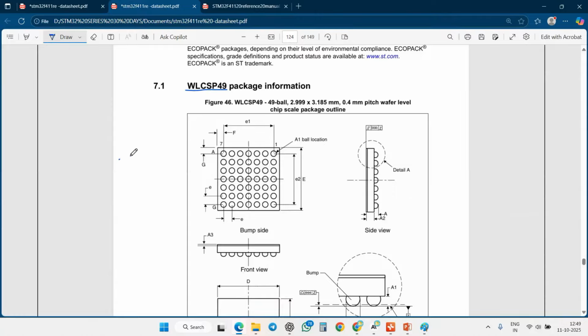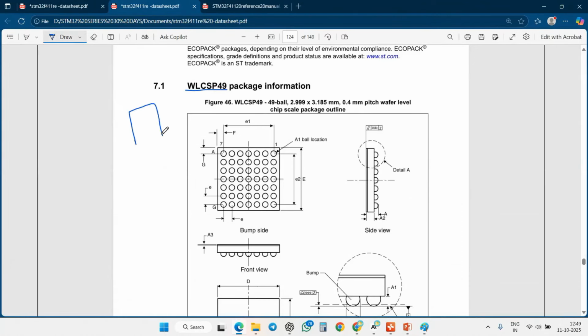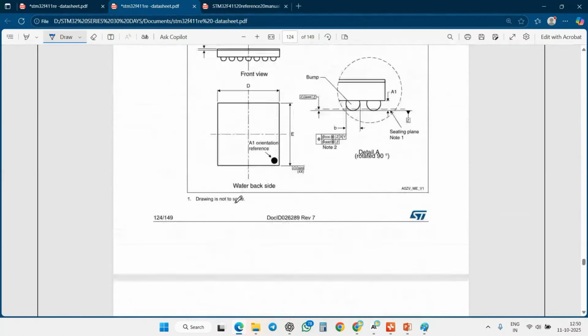If you're trying to draw the footprint, you have to take the measurements from here, because you can easily draw the schematic library. That is not going to matter. But if you want to draw the footprint for this IC, you need to collect all the measurement data. What is the measurement of this one? All the data you can get from here.